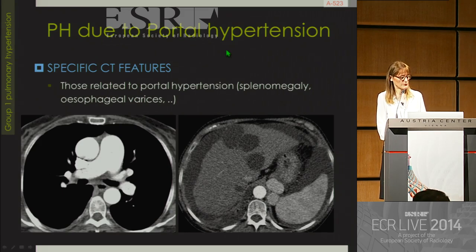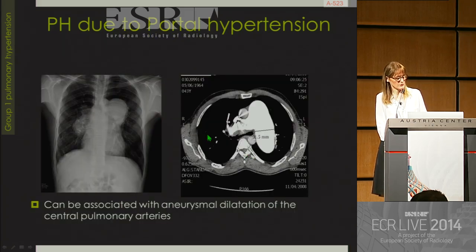What about pulmonary arterial hypertension due to portal hypertension? The specific CT features are those related to portal hypertension, such as splenomegaly, esophageal varices, as shown here. And in some patients, you will have aneurysmal dilatation of the central pulmonary arteries, such as in this patient, and in this case you can have in situ thrombosis that should not be confused with chronic thromboembolic disease.